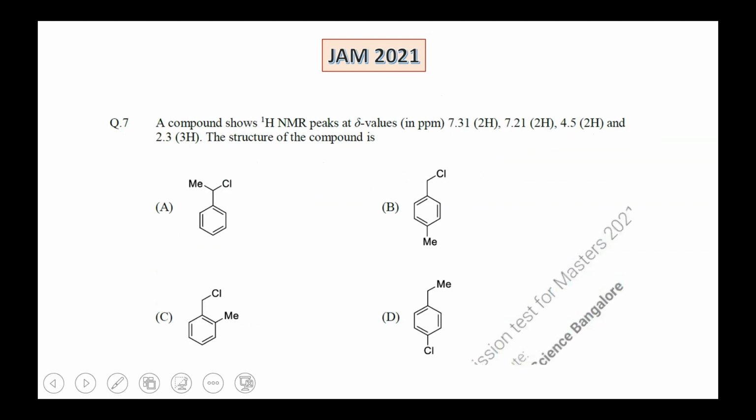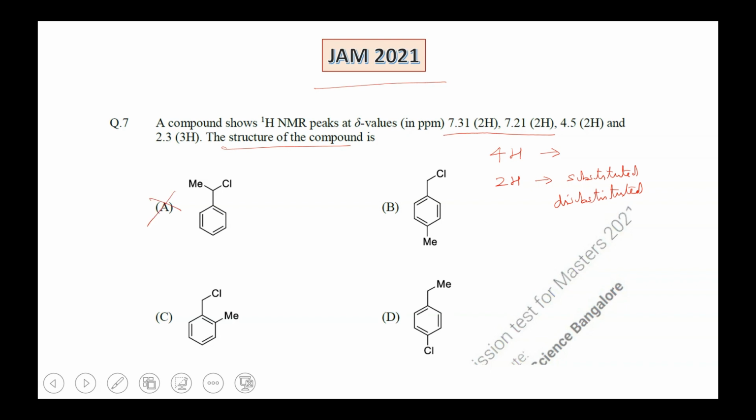The next is JAM 2021 problem. They've asked for the correct structure of the compound. The values are 7.31 and 7.2, which comes in the aromatic region. So in the aromatic region, 4 hydrogens are giving the signals. So 2 hydrogens are missing. So 2 hydrogens are substituted. So it is a di-substituted compound. First clue. So I'll rule out option A based on this.